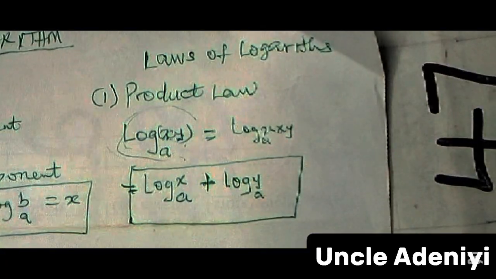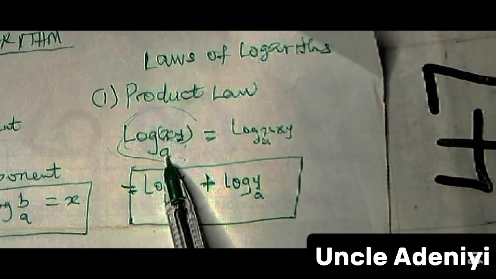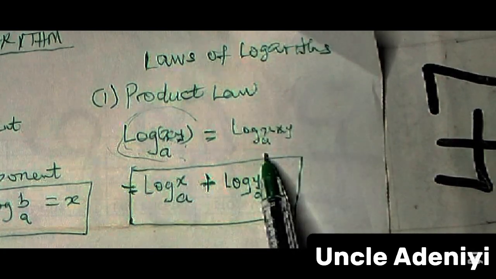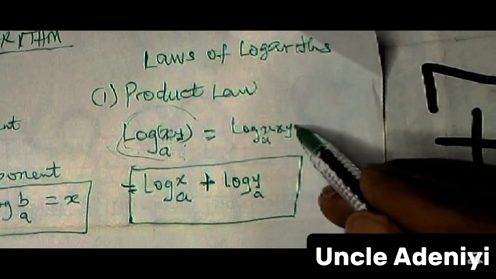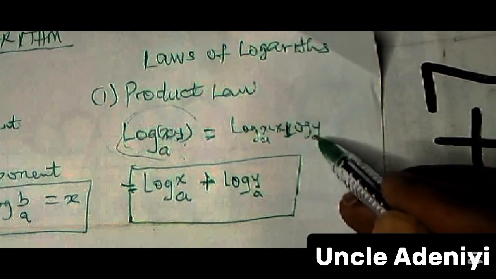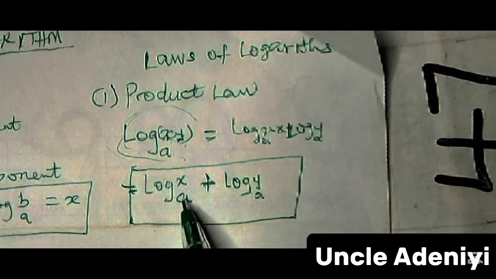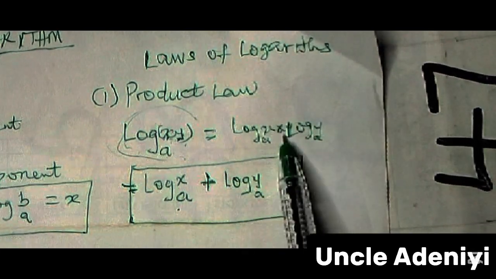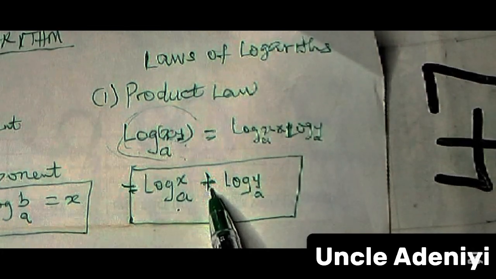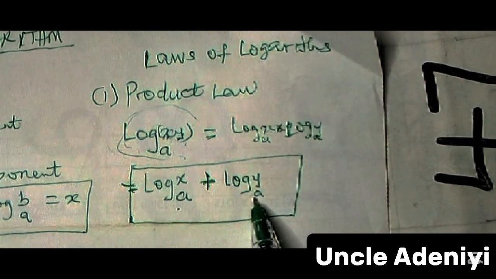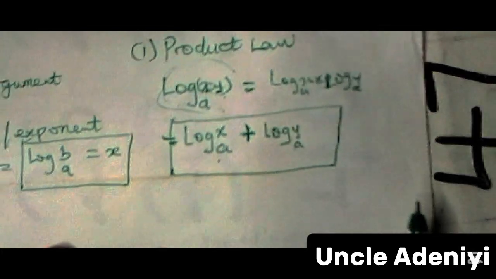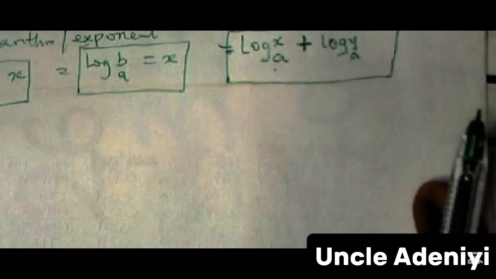Do you understand? So you have your log xy base a. It's the same thing as log x base a plus log y base a. So you separate it, write out log x base a, then this times will change to plus, then write your log y base a. Now let me do an example for you.